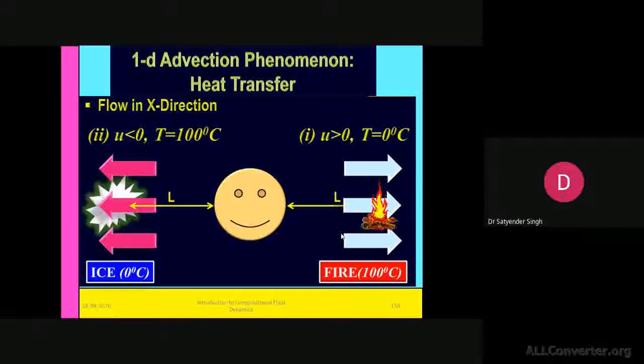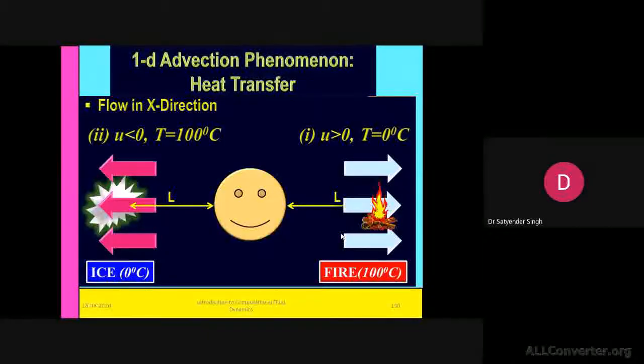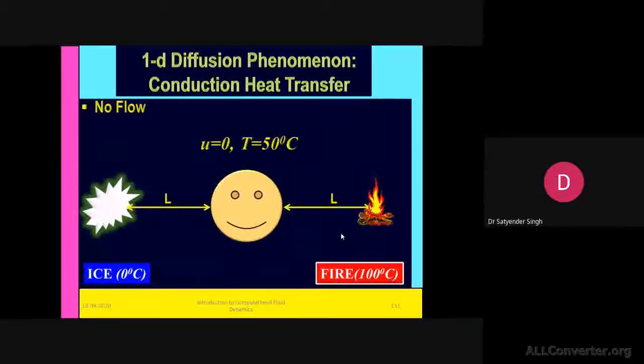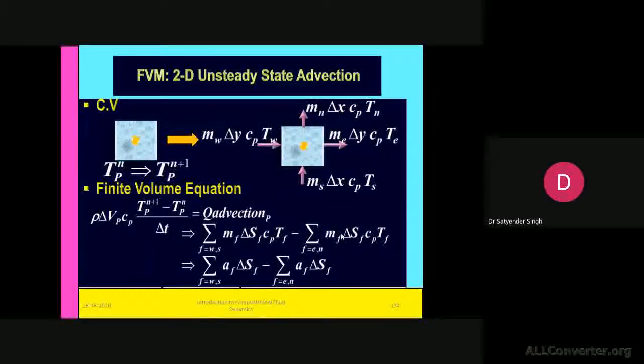So in advection, we only have one effect. Let's say the air is flowing from left to right, then the effect on the left will be the only one experienced by the human. If it is going from right to left, then only that effect has to be experienced by the human. In diffusion, we have both of the effects. So I'm skipping them because we have less time left. Okay, directly coming to the advection.